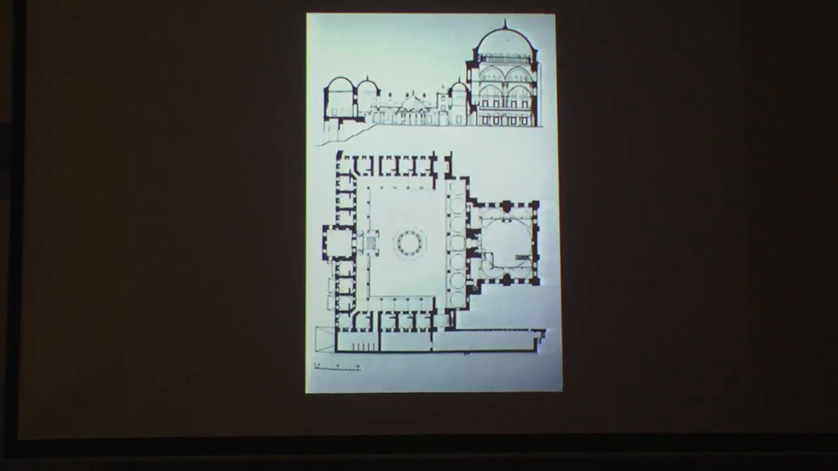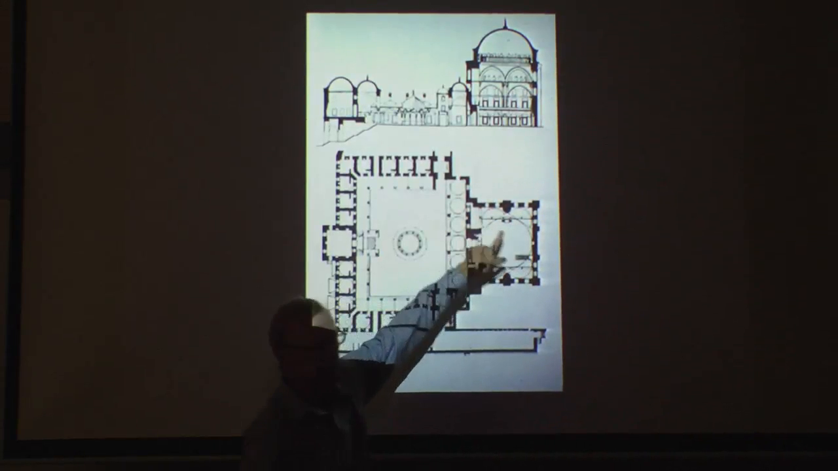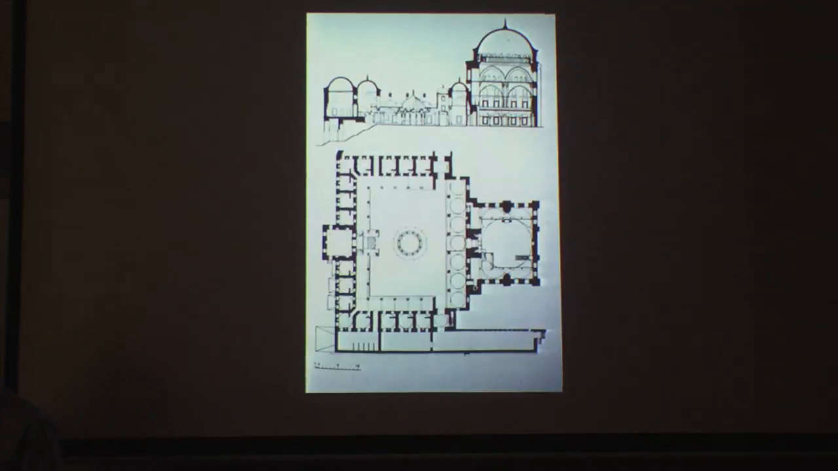So, looking at the plan, how many main supports do we have for the mosque? What sort of geometric shape does the base of the dome make here? The dome in the center of the mosque? Six. It's a hexagon. Okay, so you have 1, 2, 3, 4, 5, 6. These are the six main supports.